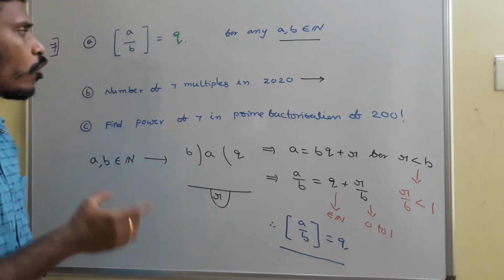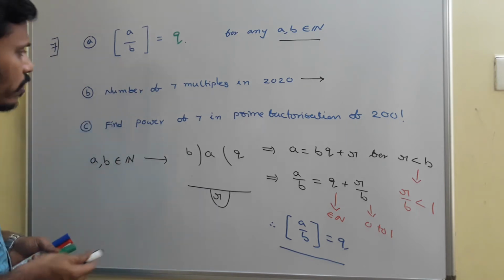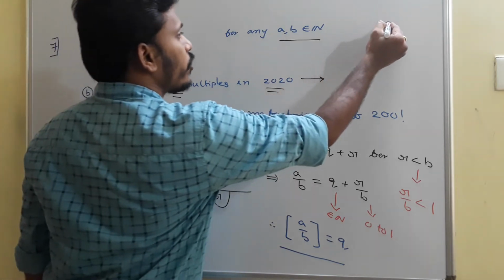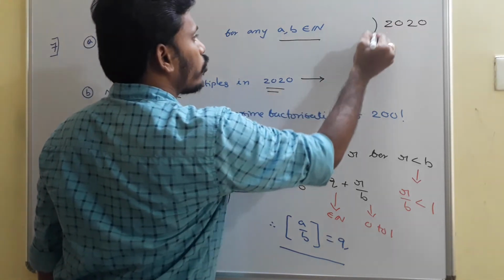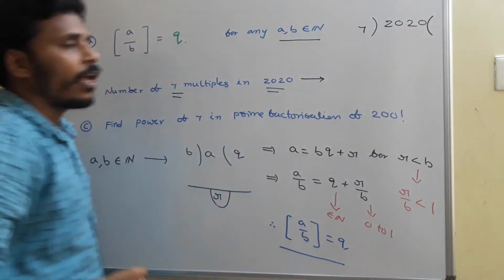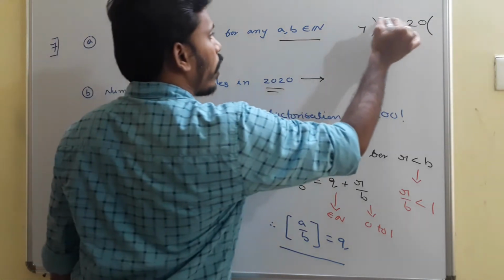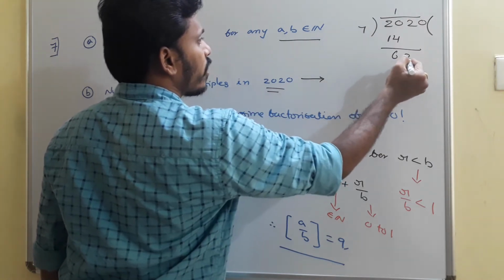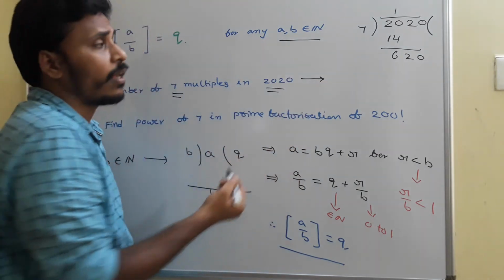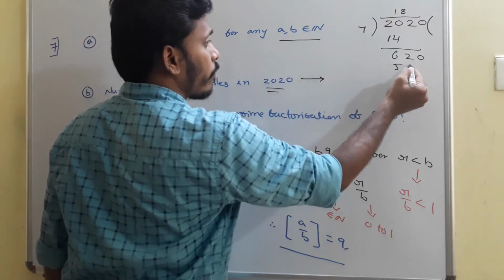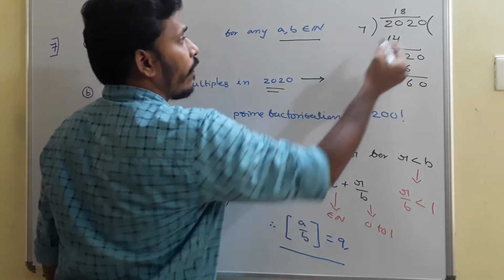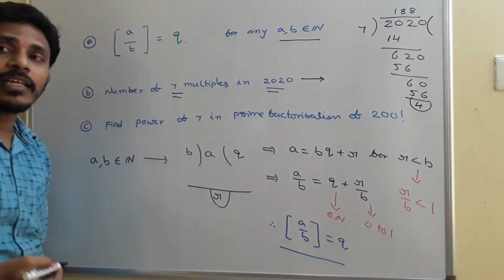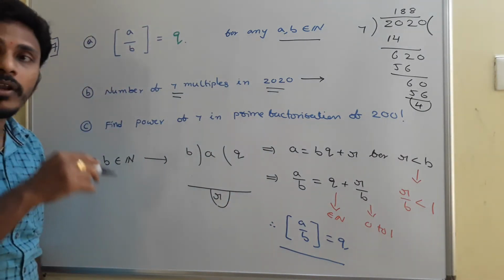Without involvement of the step, the usual process of calculating the number of 7 multiples in 2020 is simply dividing 2020 by 7. If you divide 2020 by 7, what do you get? 7 ones is 14, and then this 6, 20. And 7 eights is 56, and then again it is 60, and then again 7 eights is 56. You are left with 4. So if you divide 2020 by 7, 4 is the remainder.